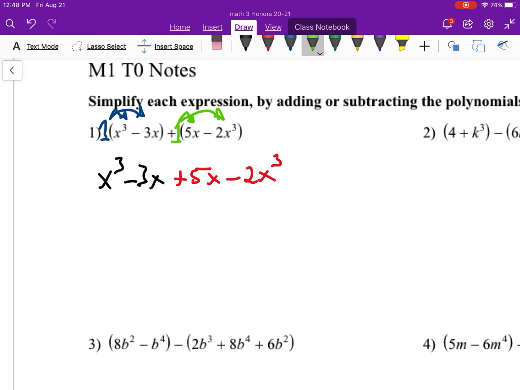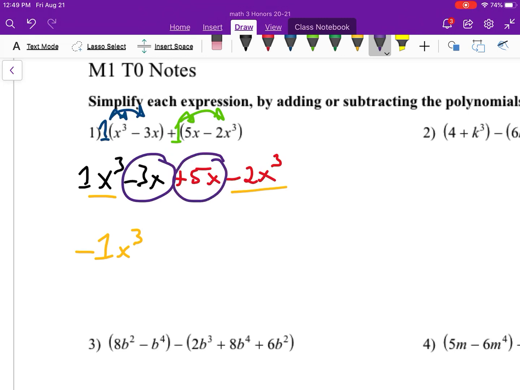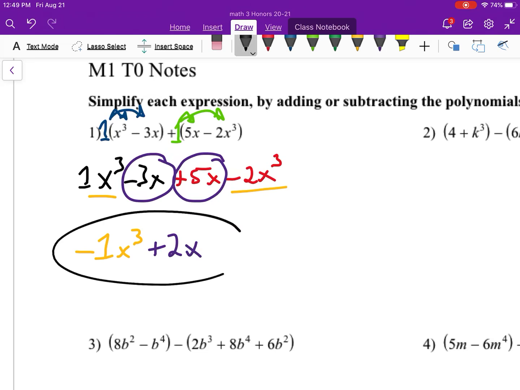So I'm going to start with my x cubes in gold here, and I'm going to put negative 1x cubed. That is not necessary by any means. You can go ahead and put negative x cubed. I'm just showing you that this was a positive 1x cubed, and we are subtracting 2 from that, getting us negative 1x cubed. And then combining our x's, our negative 3x plus 5x is going to be positive 2x. So there is our new binomial.